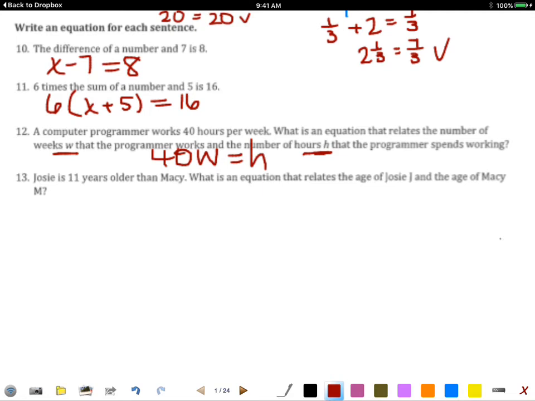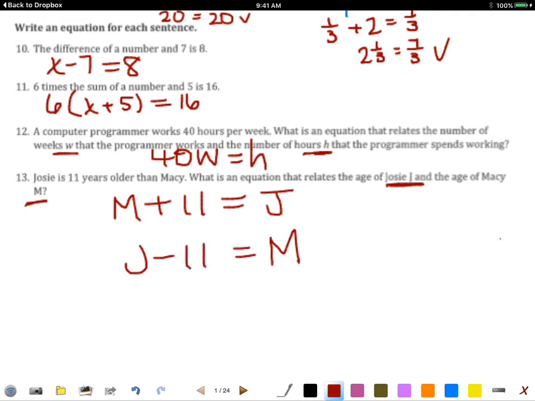Good. All right, 13. Josie is 11 years older than Macy. What is an equation that relates the age of Josie and the age of Macy? Josie's J and Macy's M. Harley? M plus 11 equals J. Okay, that would be one option. Liam? 11 plus M equals J. You could switch it around and use the commutative property. Kate? J minus 11 equals M. Yes, that would be another option. These would be your two options.